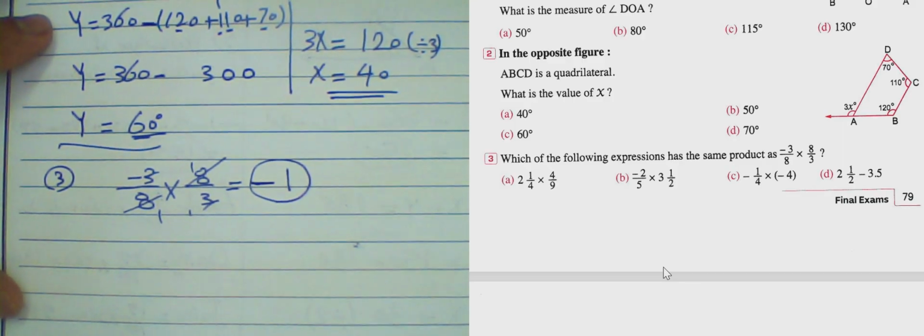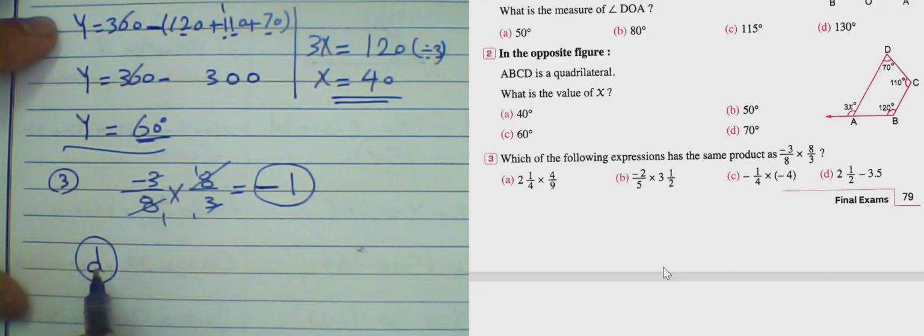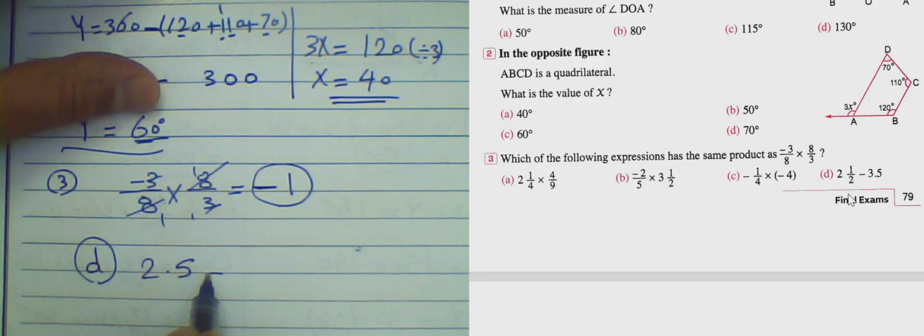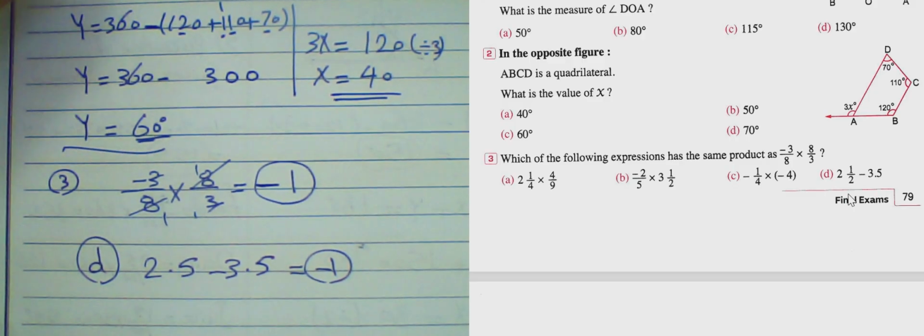Look at letter D. We have 2.5 subtract 3.5. The result will be negative 1. Then we must choose letter D for question number 3.